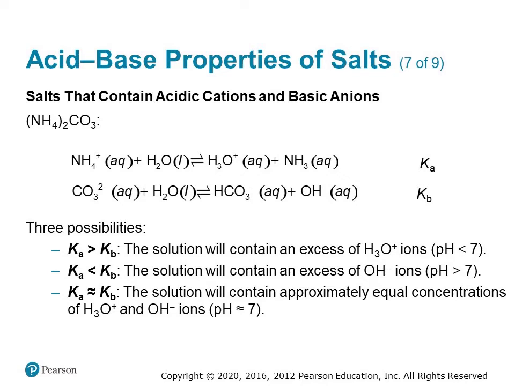When we encounter a situation like this, there will be one of 3 possibilities, and the result is fairly intuitive. If the Ka of the weakly acidic ion is larger than the Kb of the weakly basic ion, the solution will contain an excess of hydronium ions and the pH will be less than 7.